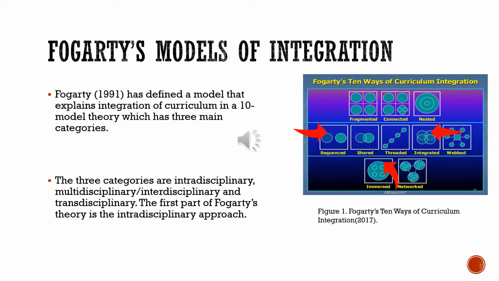Fogarty has defined a model that explains integration of curriculum in a 10 model theory, which has three main categories, which you can see down below in the diagram. The three categories are interdisciplinary, multidisciplinary, and transdisciplinary. Firstly, we're going to discuss the first part of Fogarty's theory. This is based on three different parts: the fragmented, connected, and nested. These aspects are based on approaches used in the past.